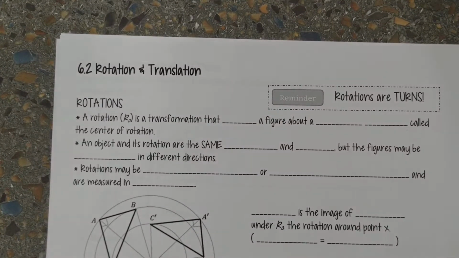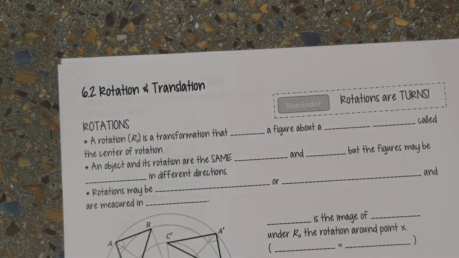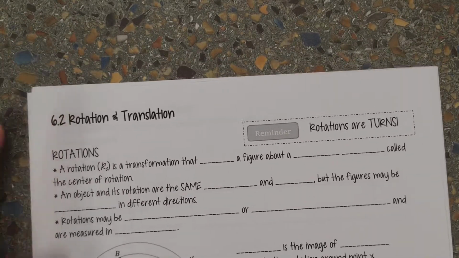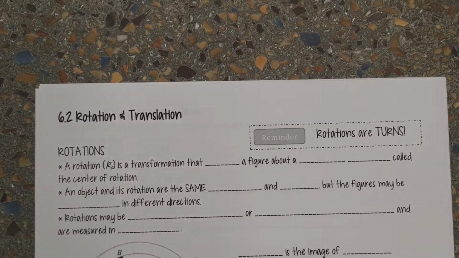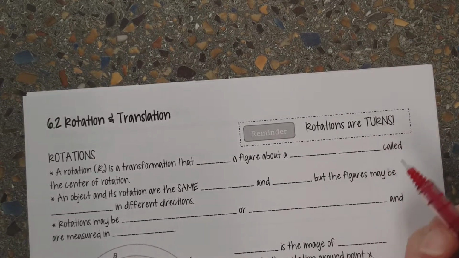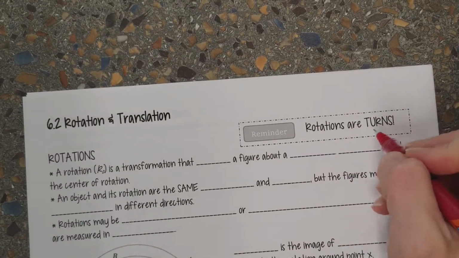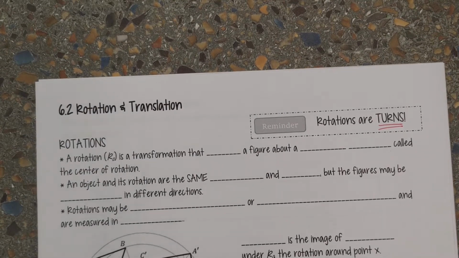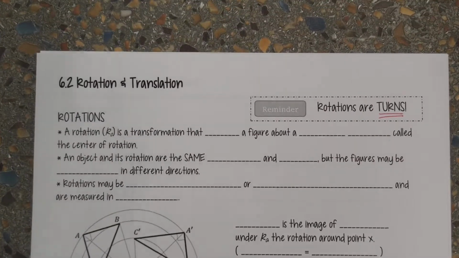So this lesson is on rotations and translations, the two other forms of rigid motion transformations that we've not talked about yet. One thing you want to keep in mind is that a rotation is a turn. The reflection, remember, was a flip. This is a turn.